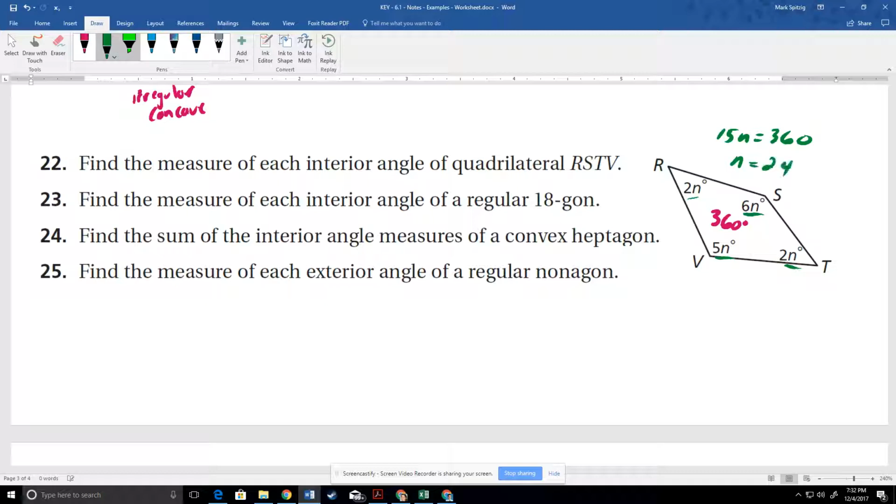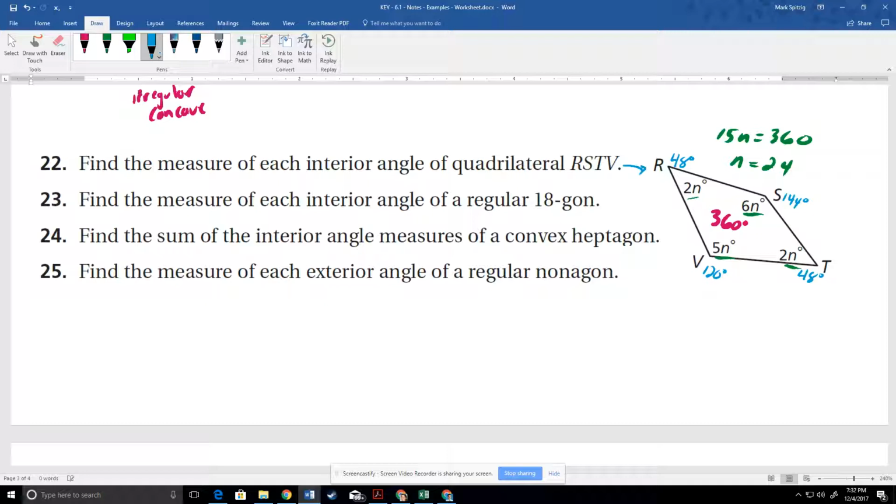Now, this is the only time n is not equal to the number of sides. It's just a variable. So let's find the measure of each angle. Now that we plug them back in, this angle is going to be 48 degrees. Angle S would be 24 times 6, which is 144 degrees. This is 48 degrees as well. And then we get 120 degrees. So there they all are.